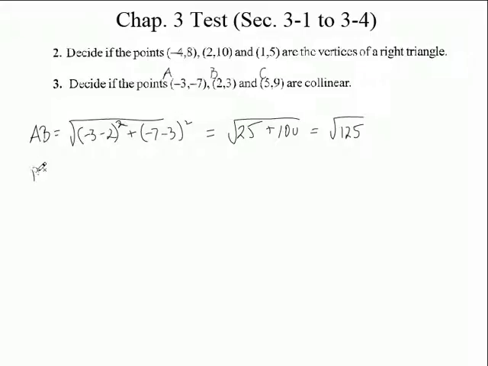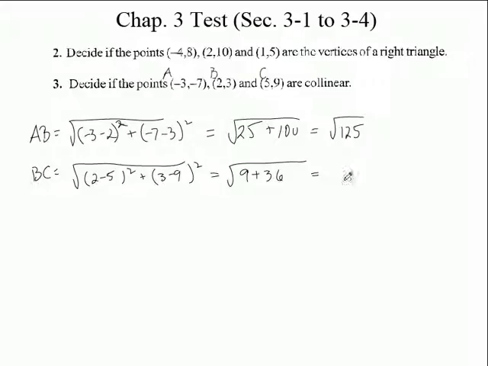Let's do BC. After this point, you should really have the distance formula down pat. We're doing BC from here to here. So it's 2 and 5, so it's 2 minus 5. And it really doesn't matter what order you subtract them in, because you're going to square them anyway. Then it's going to be 3 minus 9, square root. And that's negative 3 squared, which is 9. And this is negative 6 squared, which is 36. And that's the square root of 45.